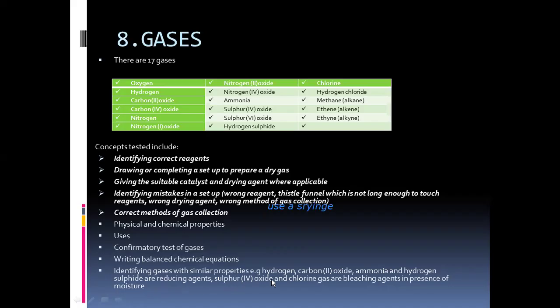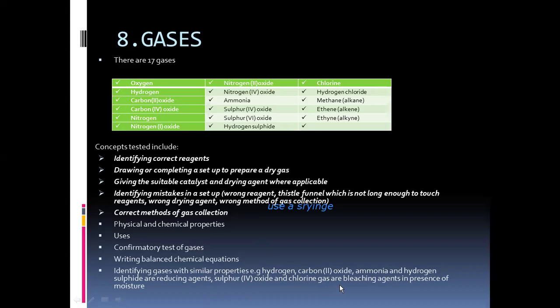Like for instance, hydrogen, carbon 2 oxide, ammonia and hydrogen sulfide are used not as drying agents, but as reducing agents. Because if the question asks you to state another gas that can be used, you need to group them in terms of the gases which have similar properties. Another thing is that sulfur 4 oxide and chlorine are both bleaching agents.